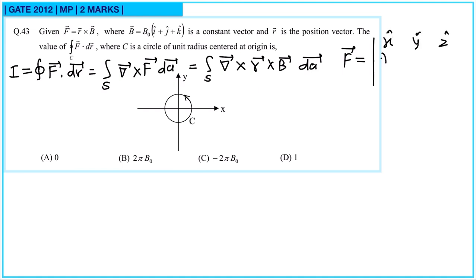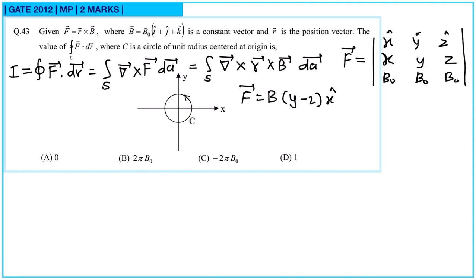Then r bar is x, y, z, and b bar is b naught, b naught, b naught. So we can take this b naught common. So f bar is equal to, let us take b naught common. So this will be y minus z x cap plus b naught into z minus x y cap, b naught common, x minus y z cap. So this will be f bar.